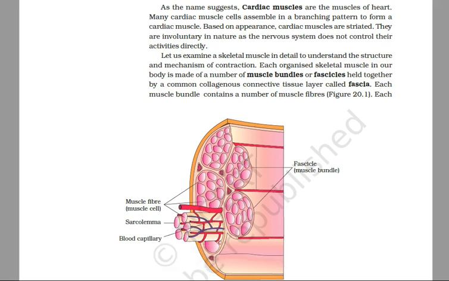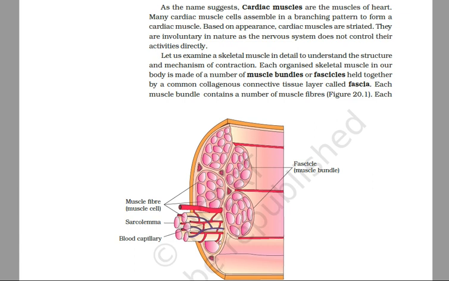Hello viewers, today we begin with the ultrastructure of skeletal muscle. Now skeletal muscles, I already told you, they consist of a large number of fasciculi. Singular is fasciculus. So they contain a large number of fasciculi which are wrapped by a connective tissue sheath called epimysium.